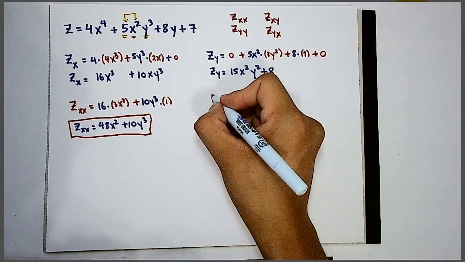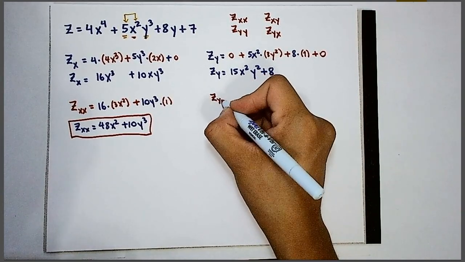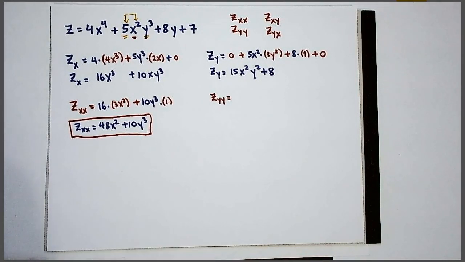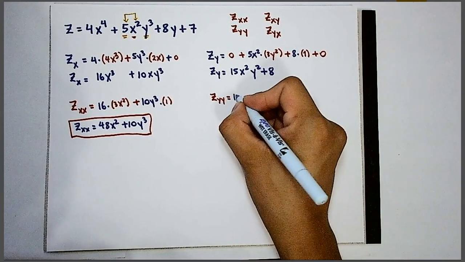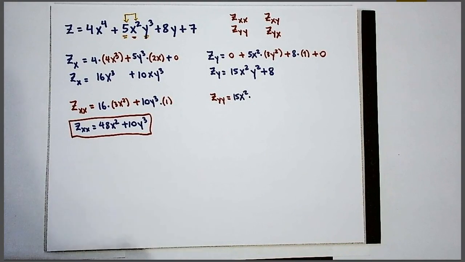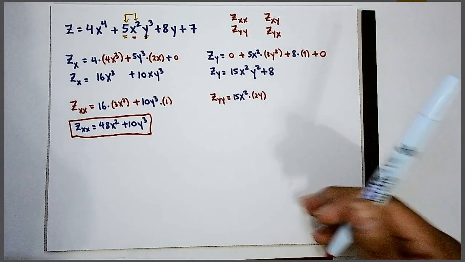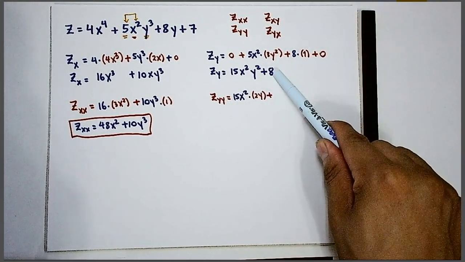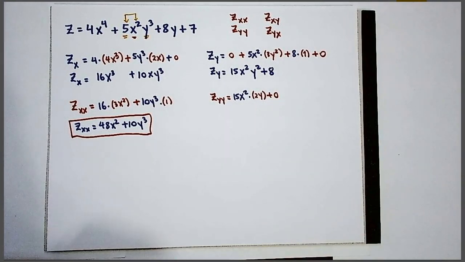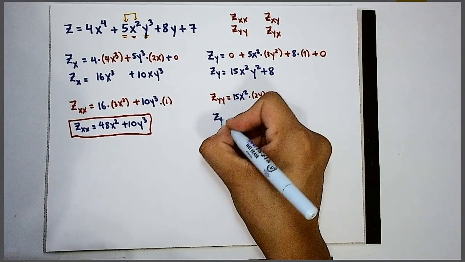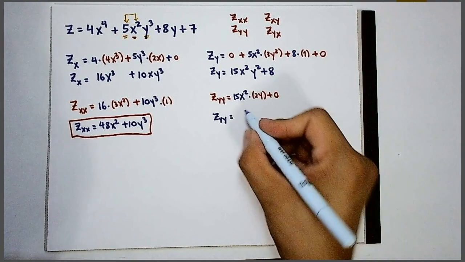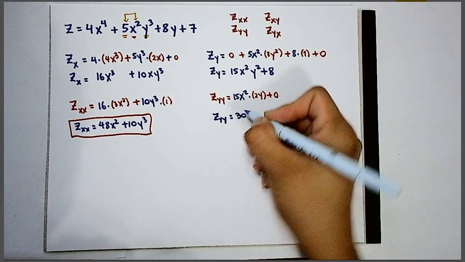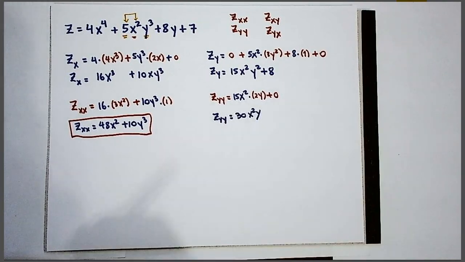Now, in the case of y, the double partial derivative is, notice that the constant part is now 15x squared times the derivative of y squared, which is 2y, plus the derivative of 8 is 0. This means that the double derivative with respect to y is 30x squared y.